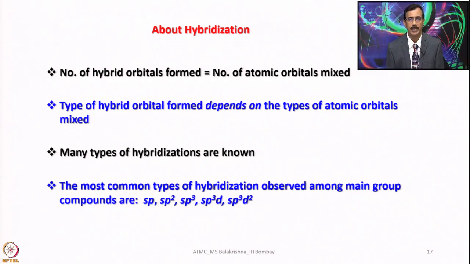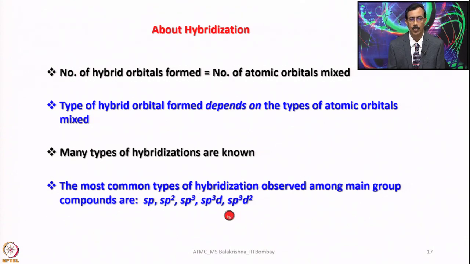According to valence bond theory, the number of hybrid orbitals formed equals the number of atomic orbitals mixed. For example, if you consider sp3, we have an s orbital and 3 p orbitals, which result in the formation of 4 sp3 hybrid orbitals. The type of hybrid orbital formed depends on the type of atomic orbitals mixed. As I mentioned, if you take s and 2p, then it will be sp2 with 2/3 p character and 1/3 s character. Many types of hybridization are known, and the most common types observed among main group compounds are sp, sp2, sp3, sp3d and sp3d2.